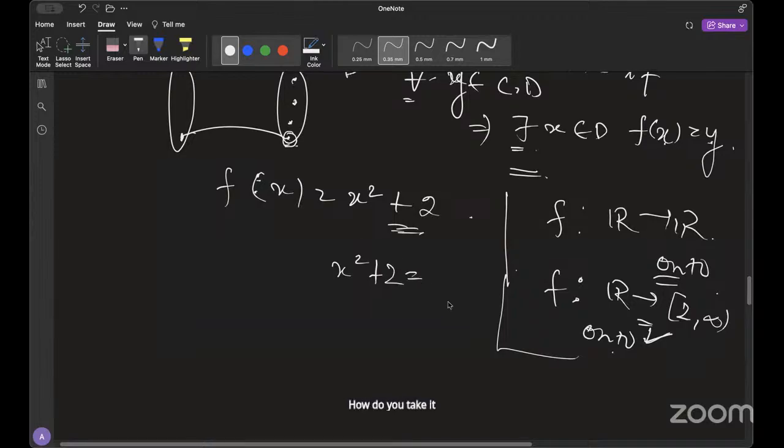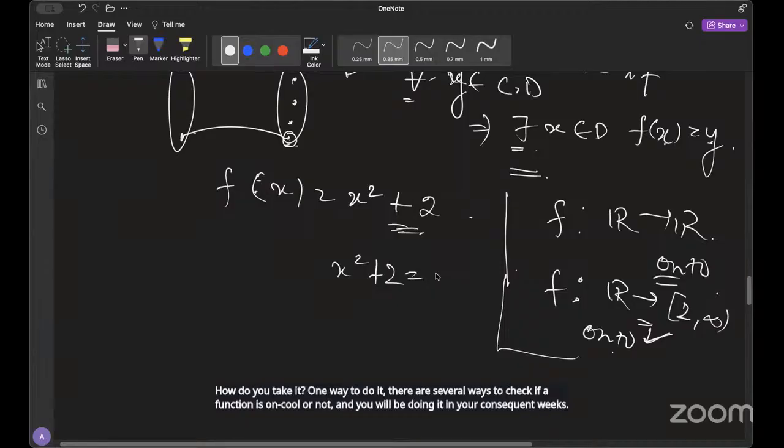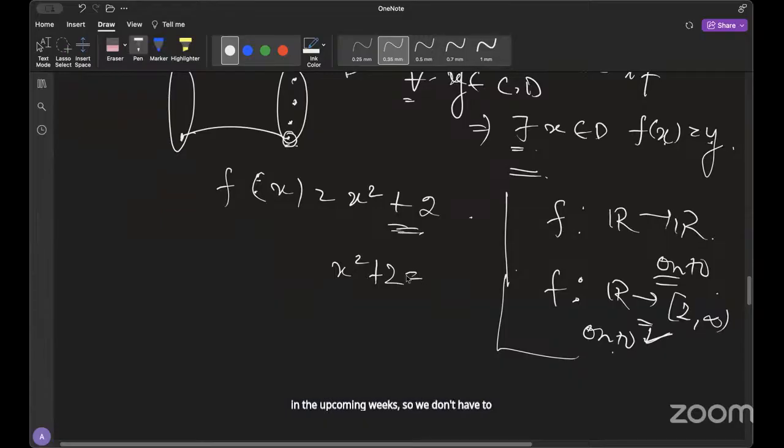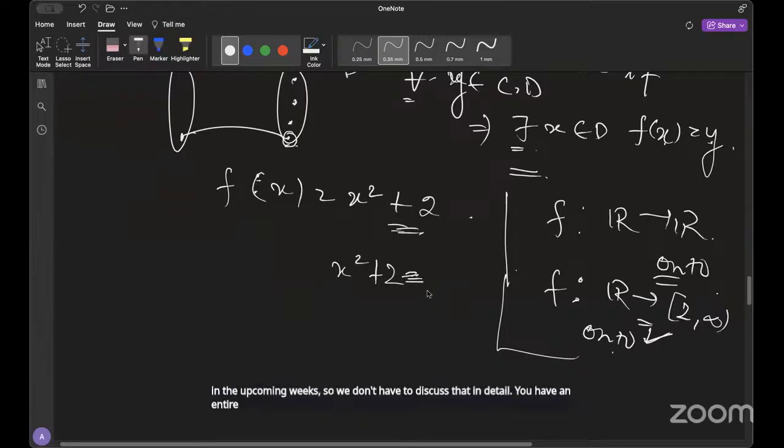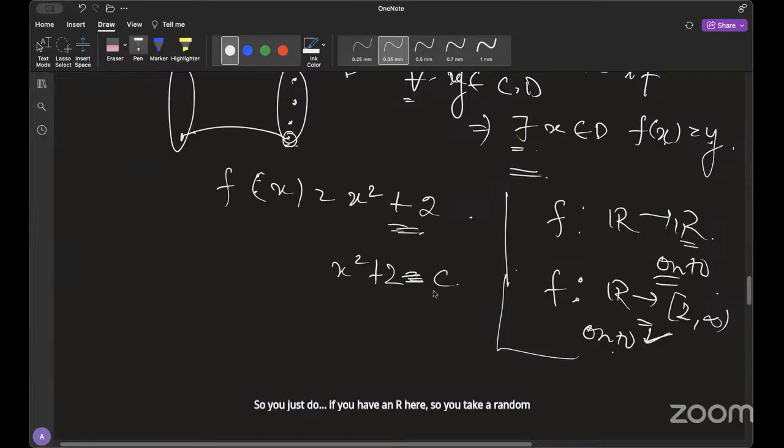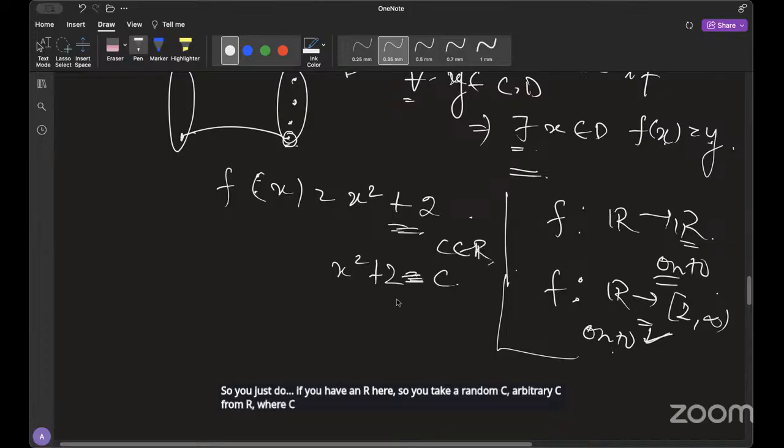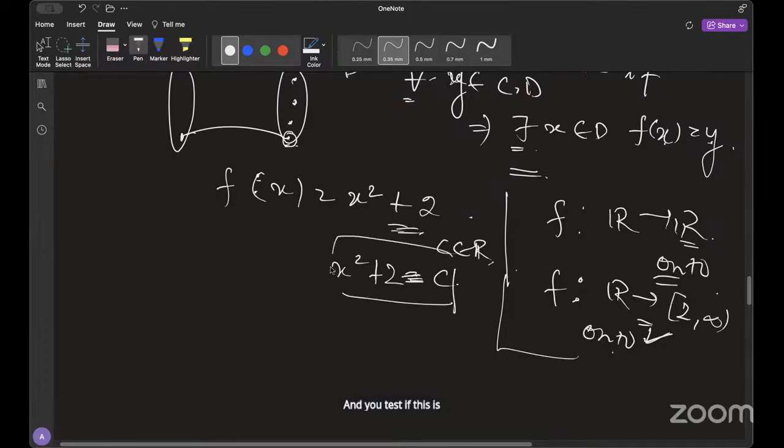One way to do it, there are several ways to check if a function is onto or not, and you will be doing it in the upcoming weeks. So we don't have to discuss that in detail. You have an entire week for onto and one-one functions, so we won't go into the detail right now. So you just do, if you have an R here, you take an arbitrary C from R, where C is any element from R, and you test if the solution of this is possible or not.